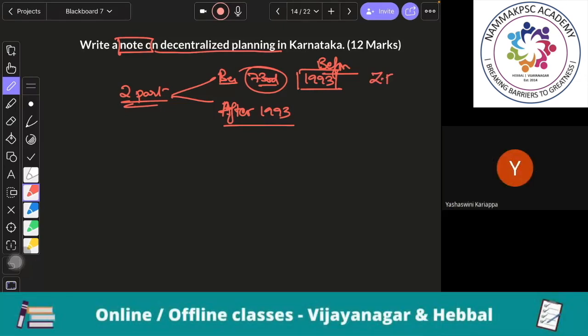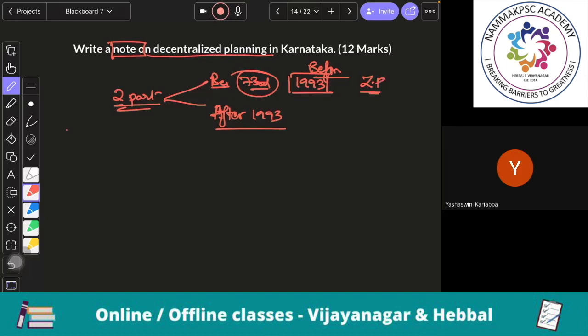So if you have seen in Karnataka, at the district level, you have a district collector or deputy commissioner, and you also have a CEO. The CEO is mainly to do with the Panchayati Raj institution, the planning, etc. So the ZP, Zilla Panchayat President, etc. They're all involved in the planning.